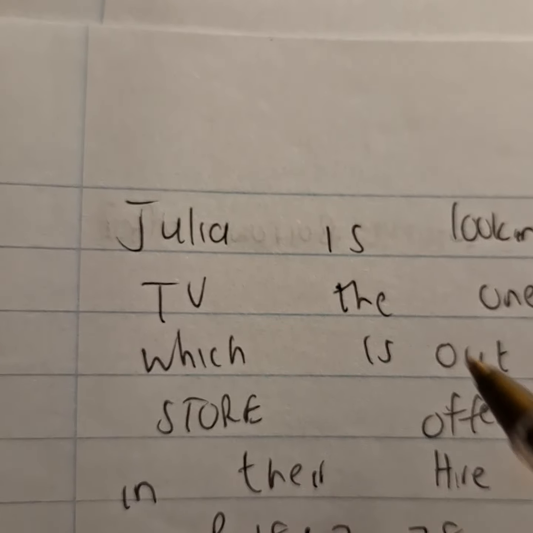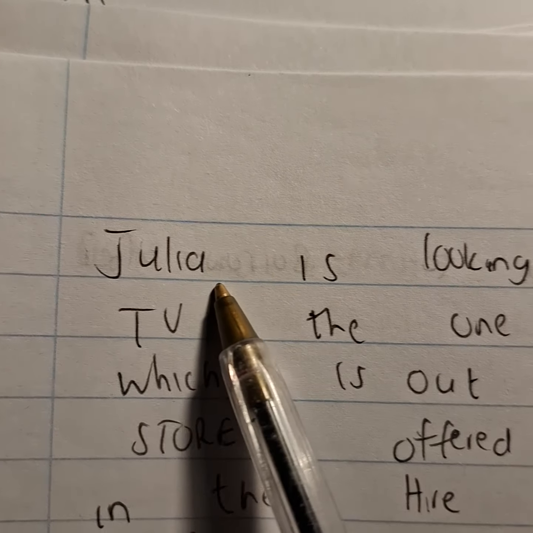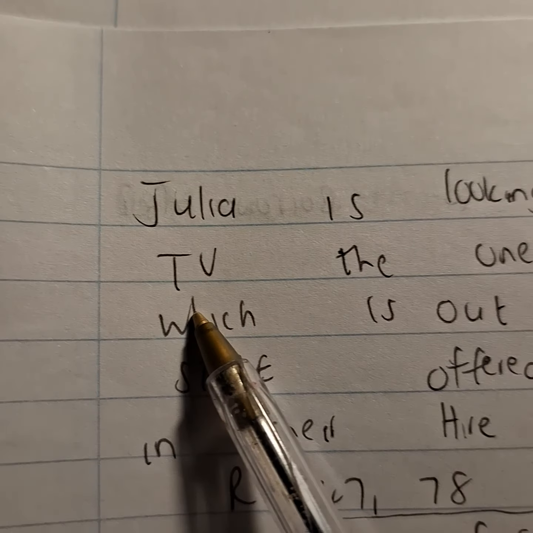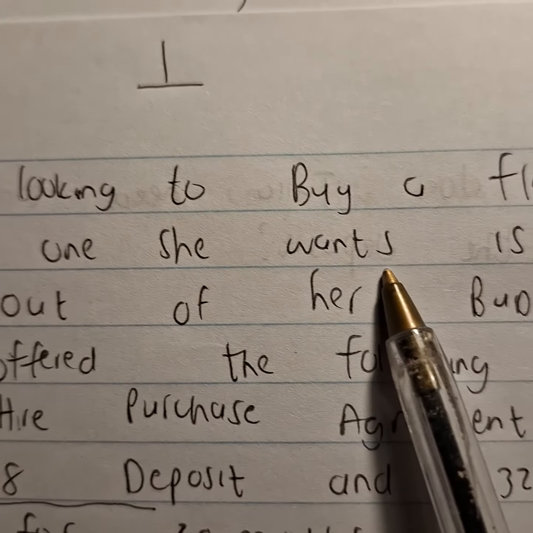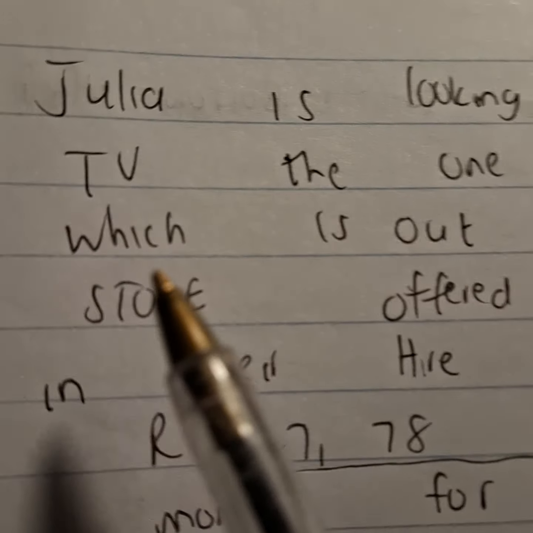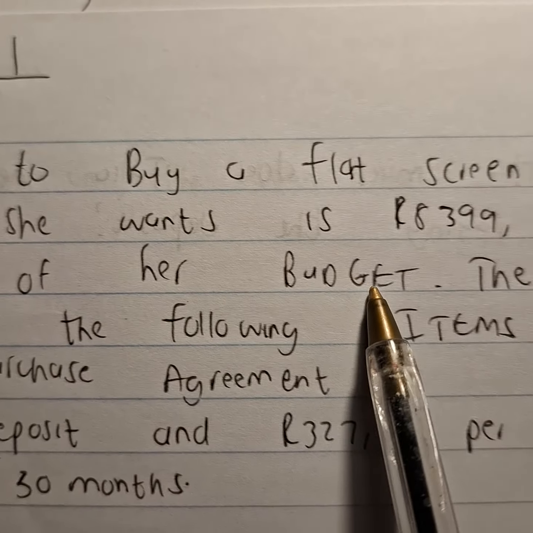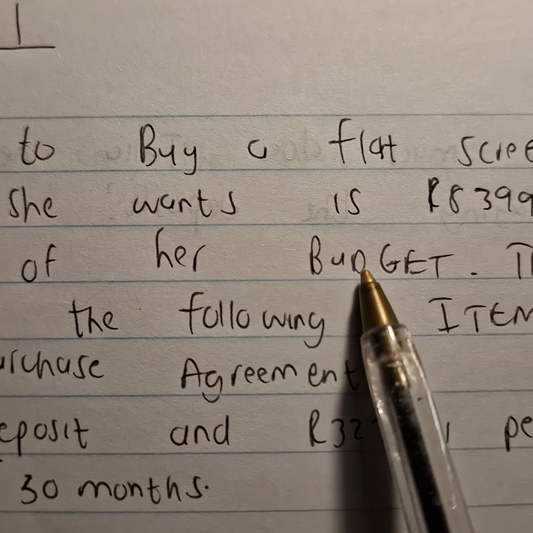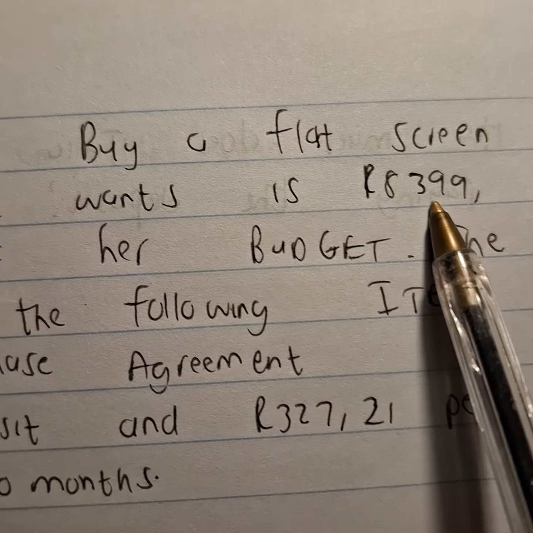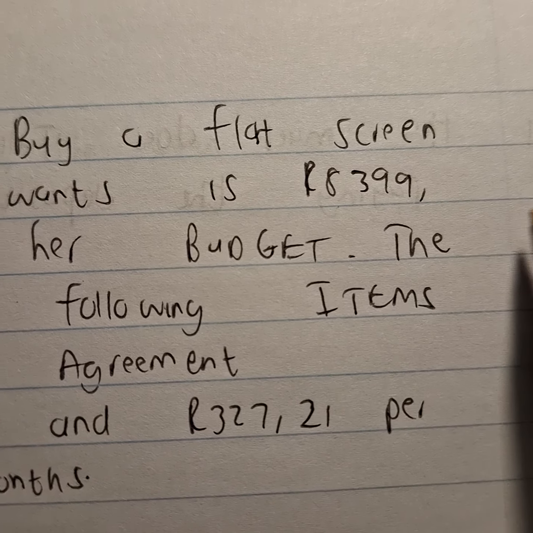Okay, here's another scenario to look at for hire purchase. Julia is looking to buy a flat screen TV. The one she wants is 8,399, which is out of her budget. So basically she doesn't have that money, right? Because her budget doesn't accommodate this amount of money to buy a flat screen, but she'd like it.